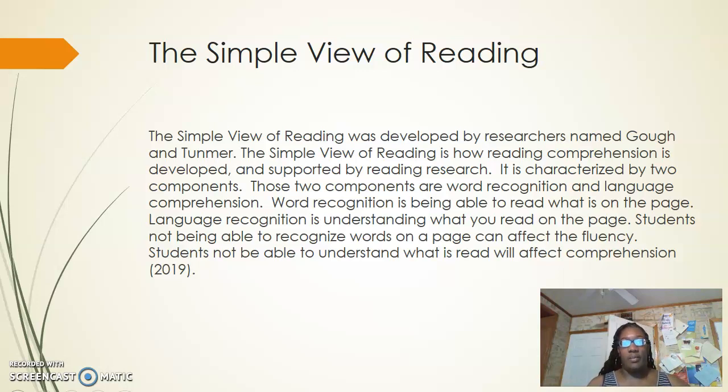The simple view of reading is how reading comprehension is developed and supported by reading research. It is characterized by two components. Those two components are word recognition and language comprehension. Word recognition is being able to recognize words that you see while reading. Language comprehension is understanding the words that you're reading. So having these two components would develop fluent readers.